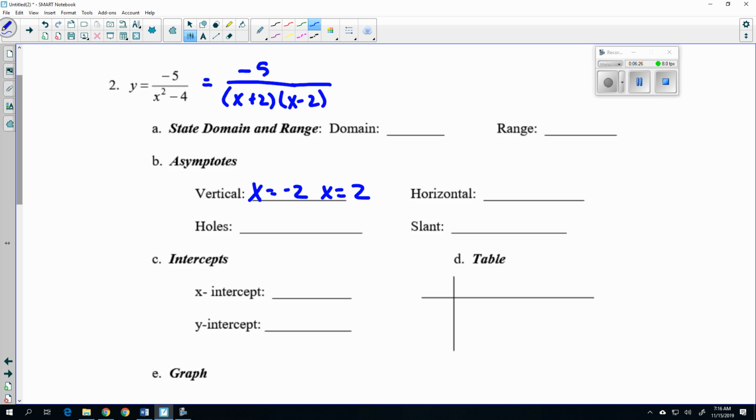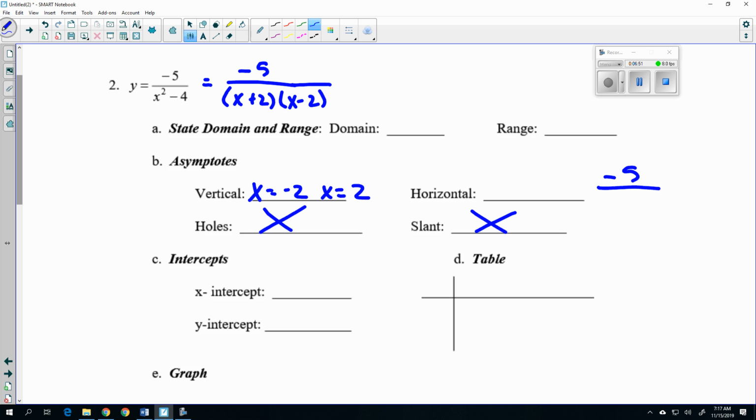Is there a hole? Nope. How come? How did you know there was no hole? Nothing cancels. Good. Horizontal or slant? And why not a slant? Good. So you're looking at the powers, the numerator has a smaller power. Okay, so let's figure out this horizontal. There is no slant.